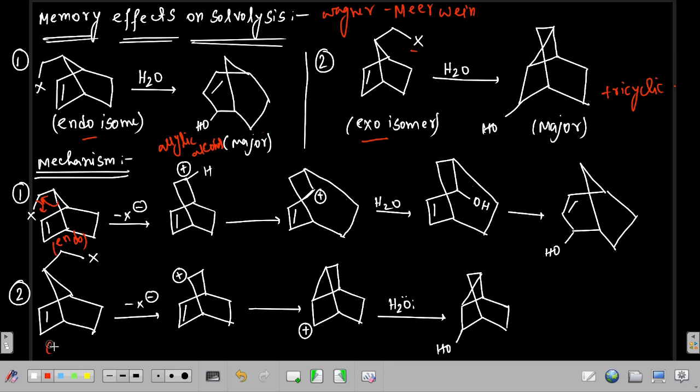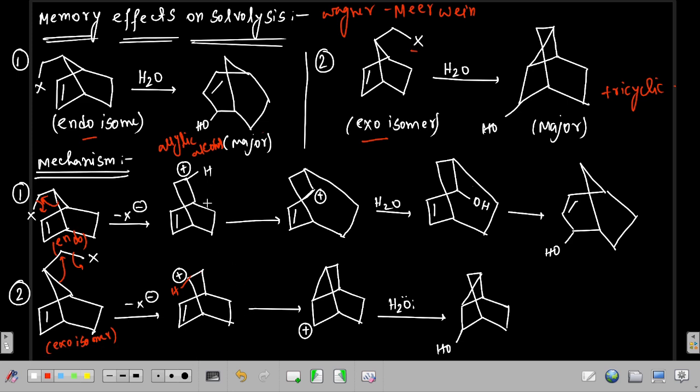And same in case of the exo isomer, this bond will shift, and it leads to the removal of this halide ion. So it leads to the formation of the same carbocation. Yes, both carbocations are the same, but at the end it leads to a different product as the major. That's why it is known as the memory effect.